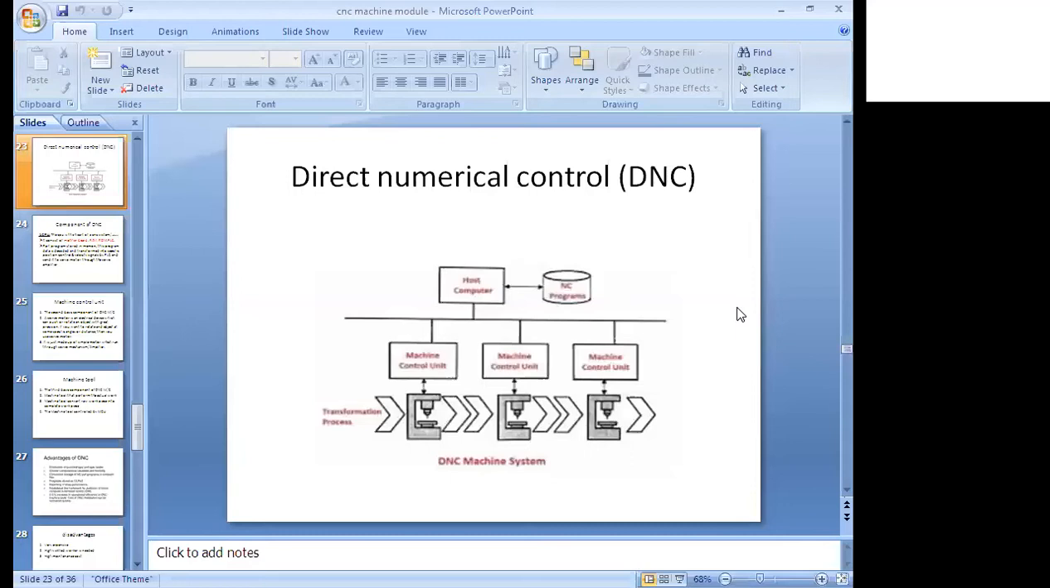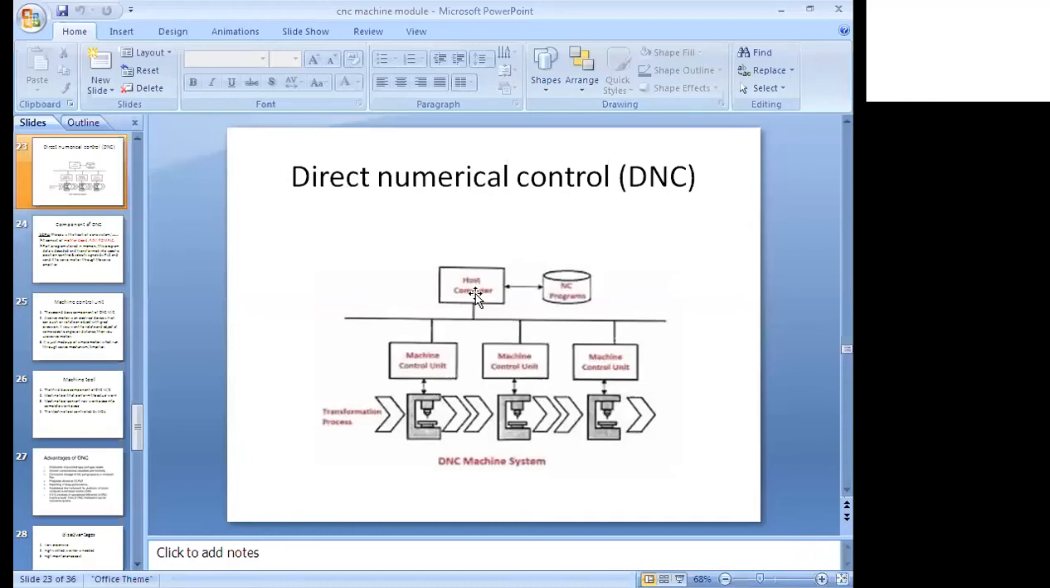The direct numerical control already appears in the image. Just see the block diagram, I would like to explain what components are there. See here, this is the host computer. Please remember the components, this is very important.